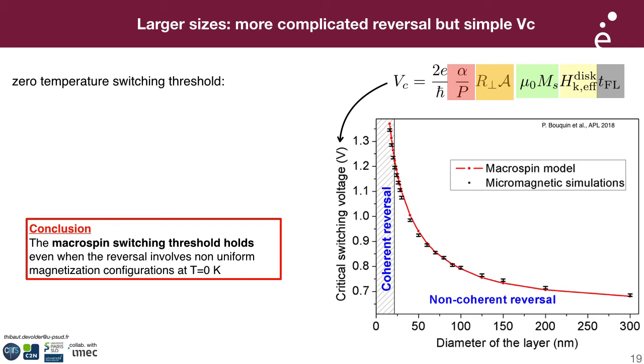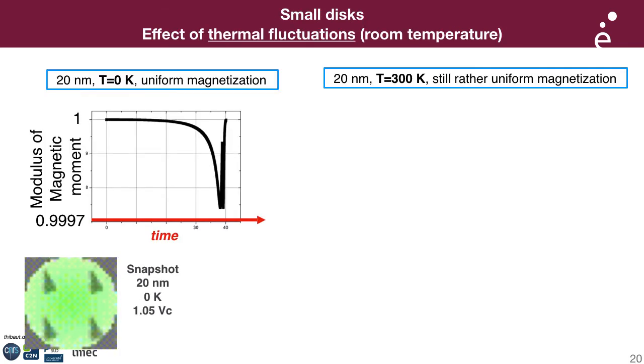And if you plot here the switching threshold versus the size, the diameter of the STT-MRAM, you see that it always fits with the macrospin threshold, even when the magnetization reverses in a very non-coherent manner. So the macrospin switching voltage, Vc, is an interesting concept, even if the magnetization stays non-uniform. So this was what was happening at zero temperature, where the magnetization at small sizes was staying very uniform.